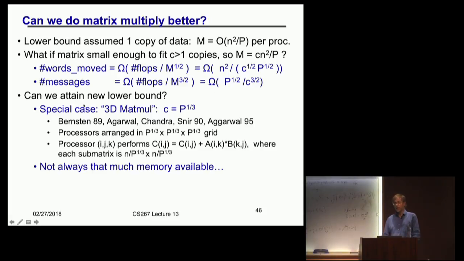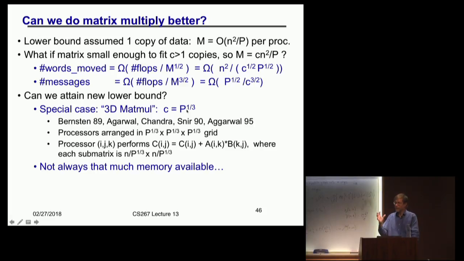In fact, this algorithm, one special case of it, has been rediscovered many times in history. This is not unusual. The special case is when you have exactly p to the 1/3 copies of your data. And this was called three-dimensional matrix multiply in the literature. Why is that? Because what you do is, instead of taking your p processors and laying them out in a square grid, square root of p by square root of p, you lay them out in a cube, cube root of p by cube root of p by cube root of p. And everybody in every layer in that cube gets a copy of all your matrices. That's why you have p to the 1/3 copies. And so the trouble is that if you have 1,000 processors, you may not have 10 times the memory.